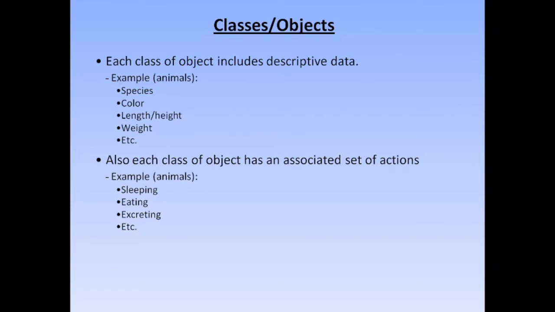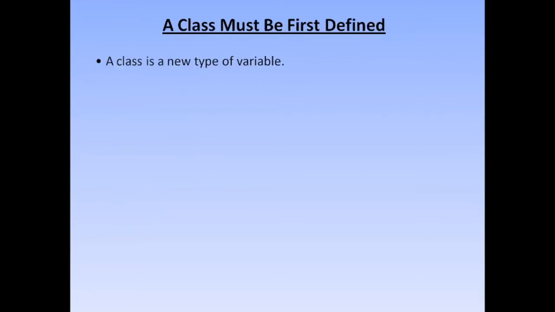Now each class of object includes descriptive data. For example, if I define a class called animals, then it can include species, color, length, height or weight, and similar things. A class also holds the object's associated set of actions. Therefore, what actions can be performed in that class. Some of the actions for animals in the zoo class can be sleeping, eating, excreting, etc.